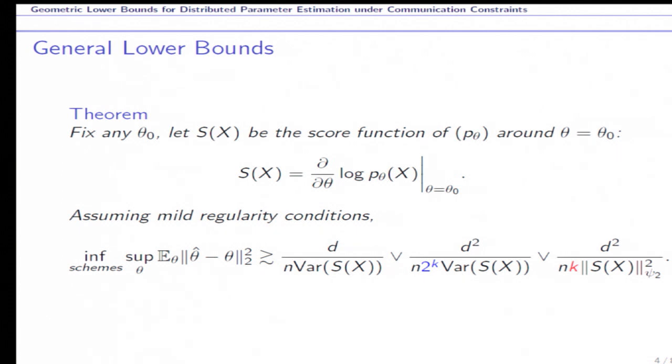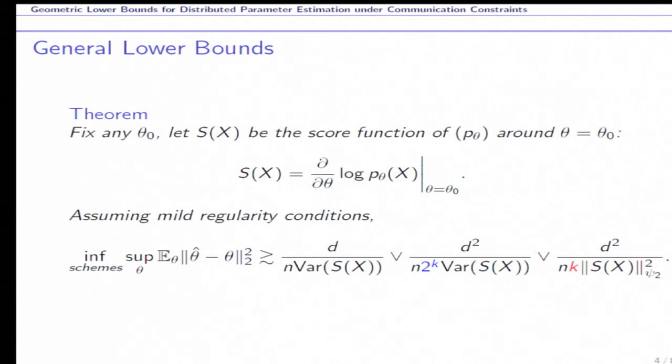For example, the second term, compared with the first term, has an additional factor of d in the numerator, but also an additional term 2 to the k in the denominator. This means that compared with the centralized performance, the second lower bound shows that we can do it up to a penalty like d over 2 to the k.